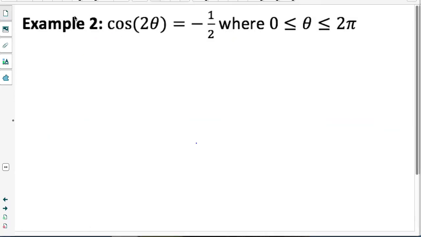Example 2. Let's solve this double angle equation. Cosine of 2 theta equals negative 1 over 2, but once again we only want the answers for theta that are between 0 and 2 pi.